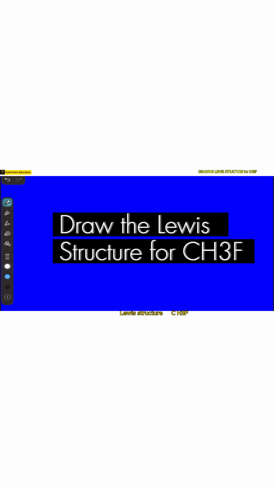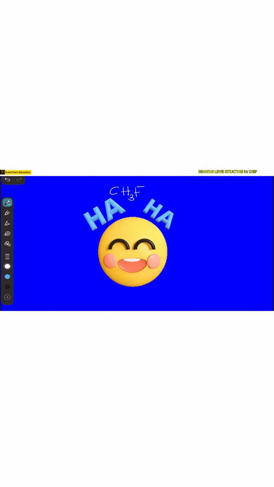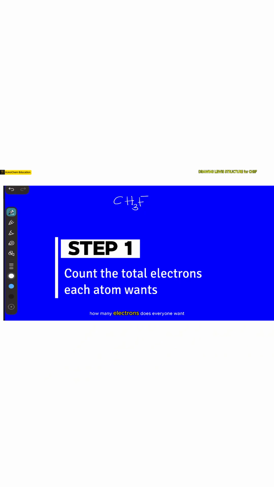Let's look at the Lewis structure for CH₃F. Lewis structures are not just about dots and lines. They are actually about making atoms happy. So the first step to do is to count how many electrons everyone wants.